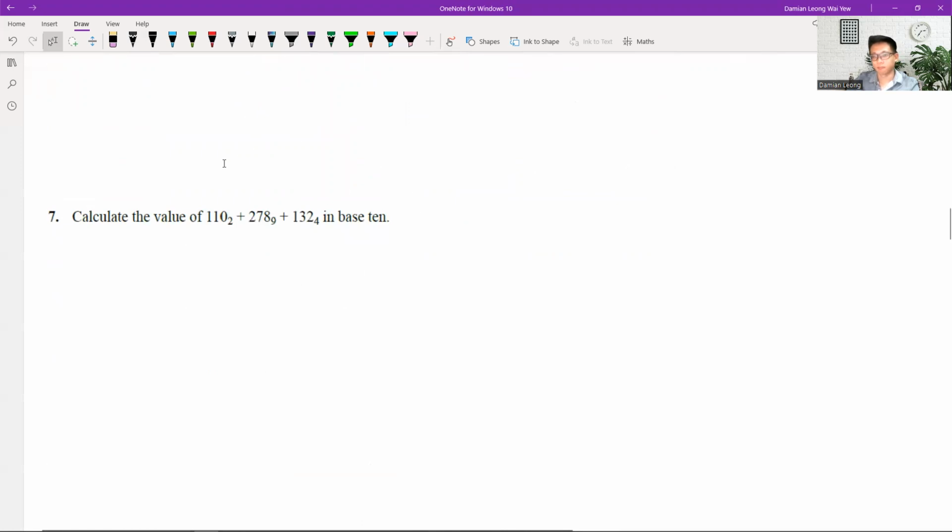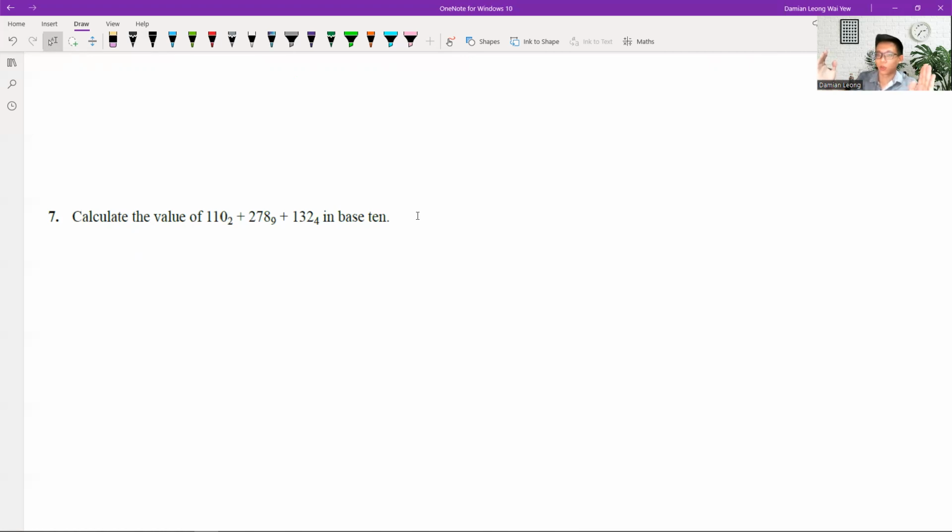Question 7 here. 110 in base 2 plus 278 in base 9 plus 132 in base 4. I want the value in base 10. Since I want the value in base 10, change everything to base 10 and count. That's the best way of calculating it.